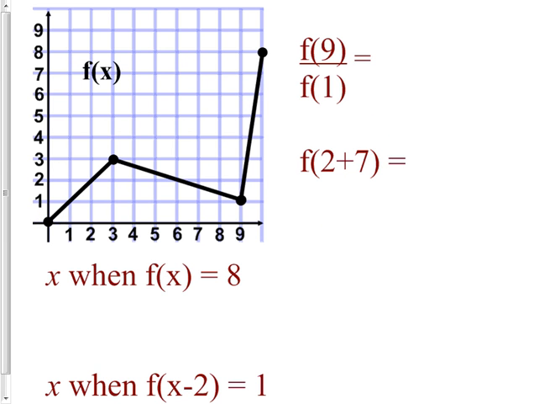Okay, moving on. This one's a little more complicated. Figure out f of 9. Then figure out f of 1, and then divide them. That's what that top one means. Fraction bar means divide. Figure it out.